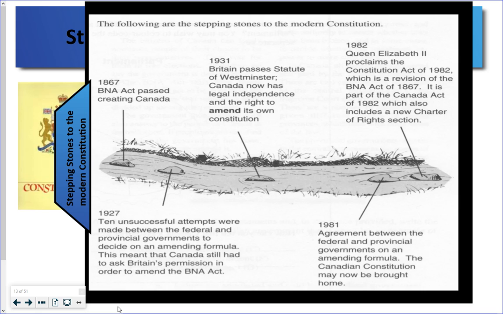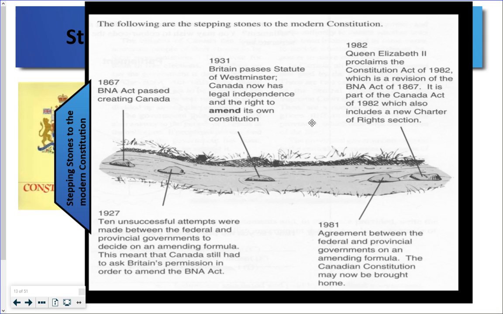So in 1867, the BNA Act is passed, creating Canada. Once again, the BNA Act gave us control over our internal affairs, but not our external affairs. 1927, so a number of years had passed, about 50, 60 years. There had been 10 unsuccessful attempts between the federal government and provincial governments to decide on a so-called amending the Constitution formula. This meant that every time Canada wanted to amend the Constitution, it had to go through Britain.